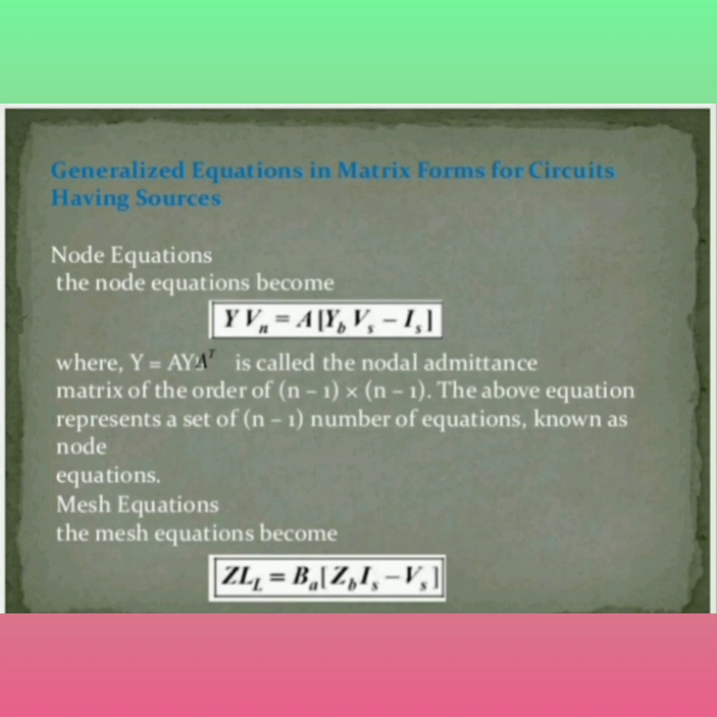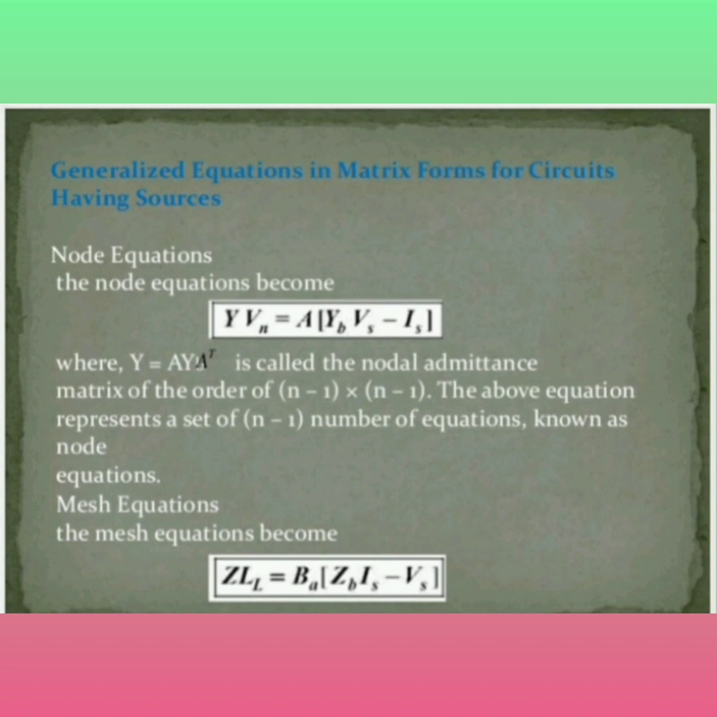Node equations. The node equation becomes Y VN = A(Y_B V_S - I_S), where Y = A Y_B A^T is called the nodal admittance matrix of the order (n-1) x (n-1). The above equation represents the set of n-1 equations known as node equations.